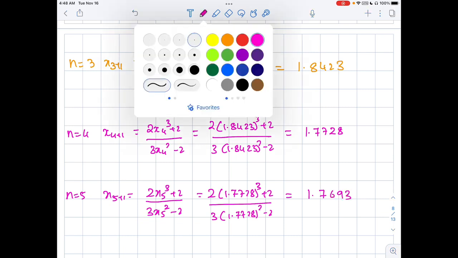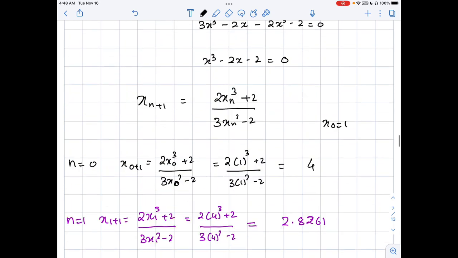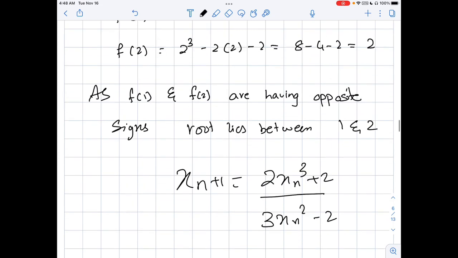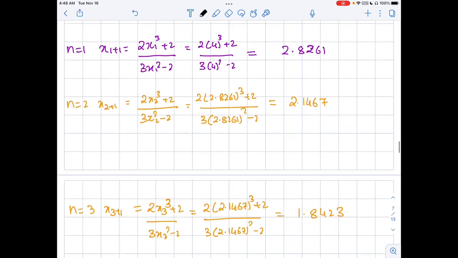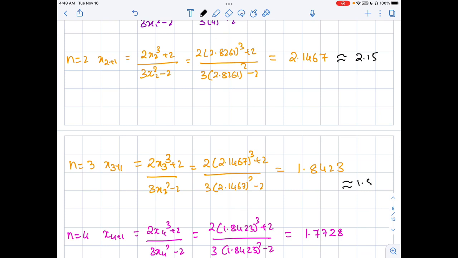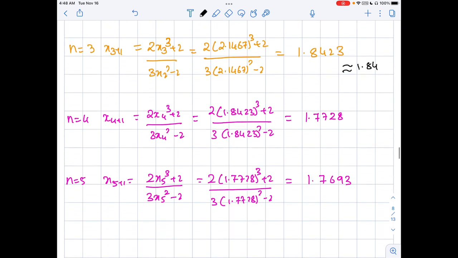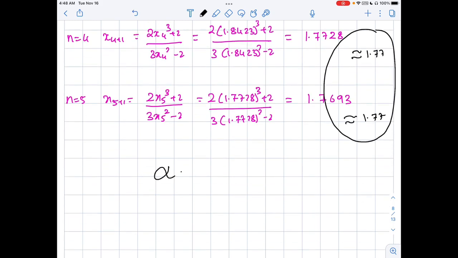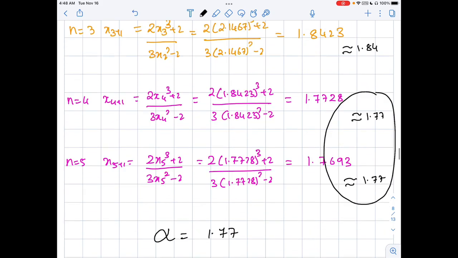Why do I stop it over here? You can see that the final answer is asked in 2 decimal places. So when I round it to 2 decimal places, this will become 2.83, then 2.15, then 1.84, then 1.77, and again 1.77. You can see that 1.77 is repeating. Therefore, the root is 1.77. That's going to be the answer.